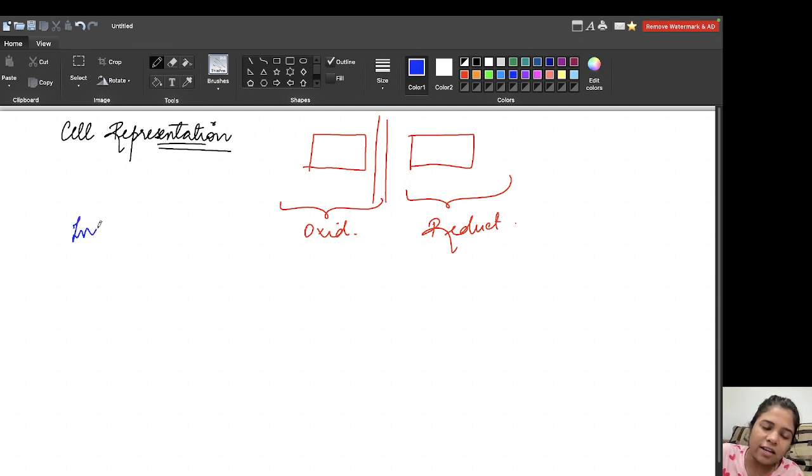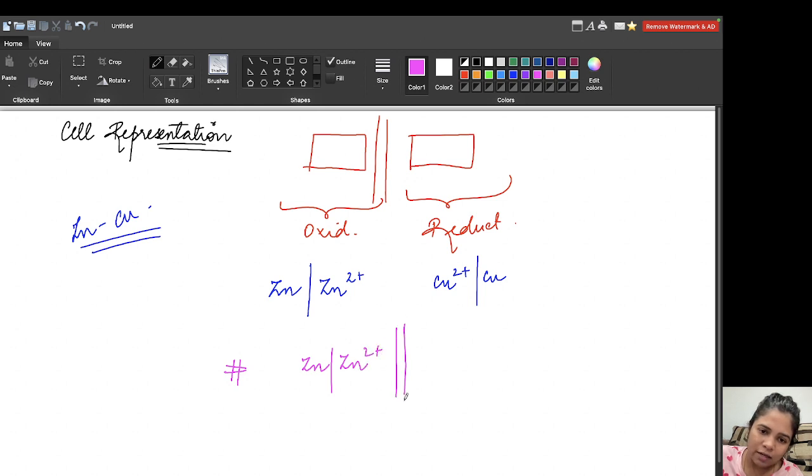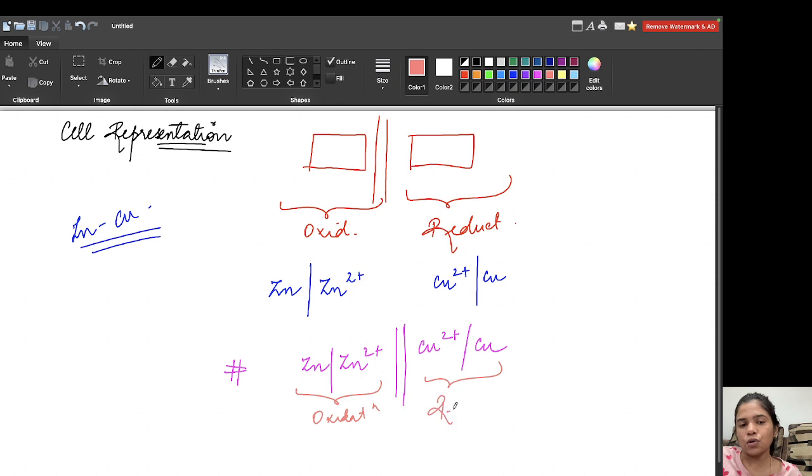Like last time we did an example of zinc copper cell. So you must be aware that zinc was getting oxidized to Zn2+ ion and your copper ion was getting reduced to copper. So this is how you represent the cell. The final representation will be zinc getting oxidized to Zn2+ connected to a salt bridge, then Cu2+ is getting reduced to Cu. So this exactly is your oxidation half cell and this is your reduction half cell. So very easy to understand. This is how you represent the cell.